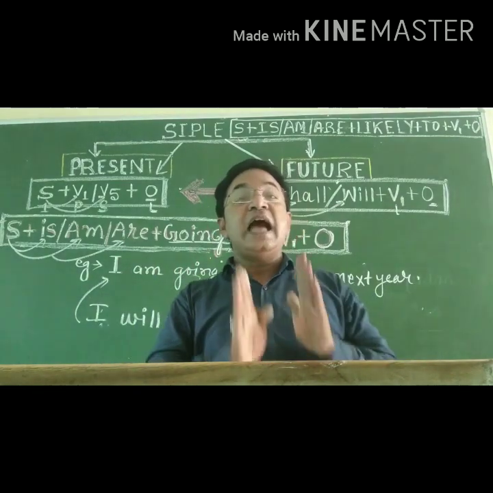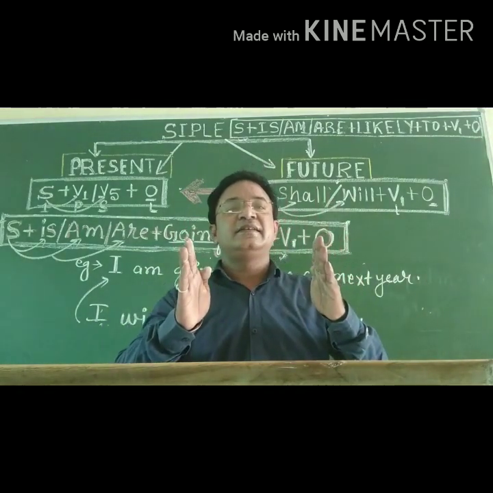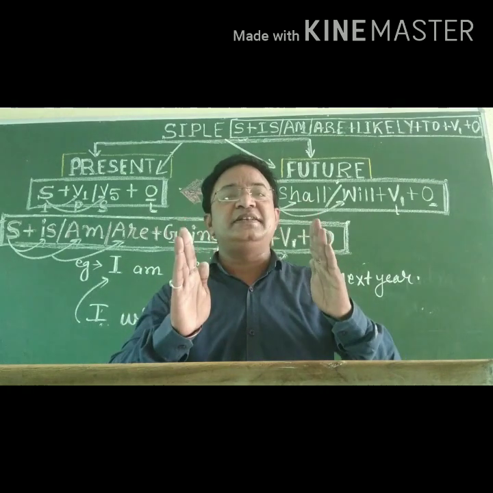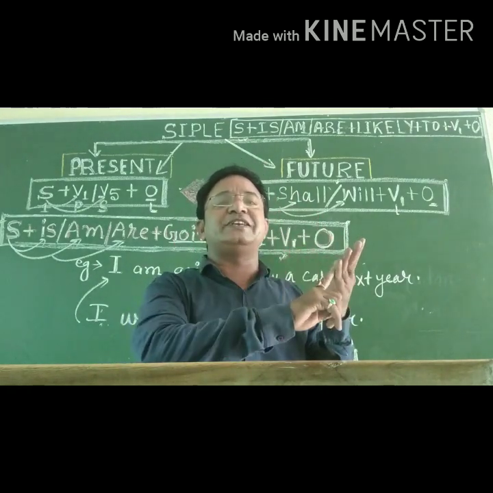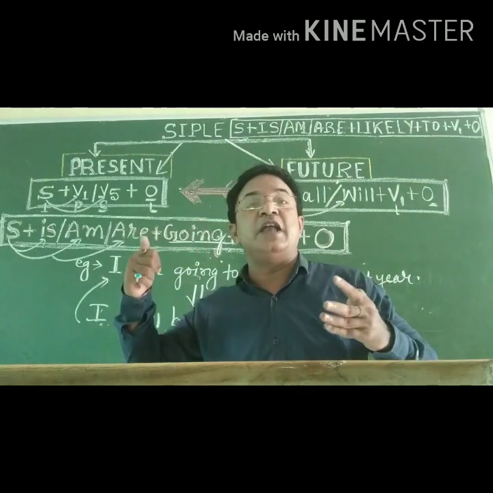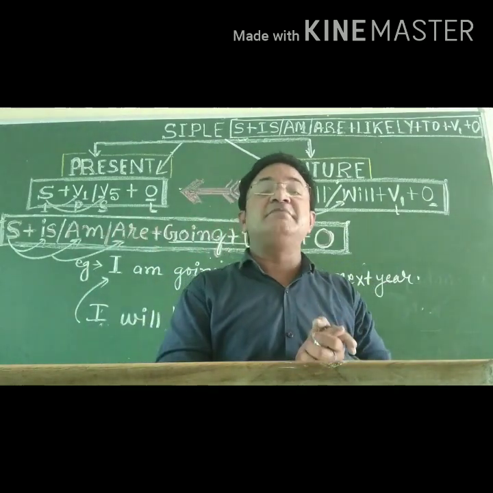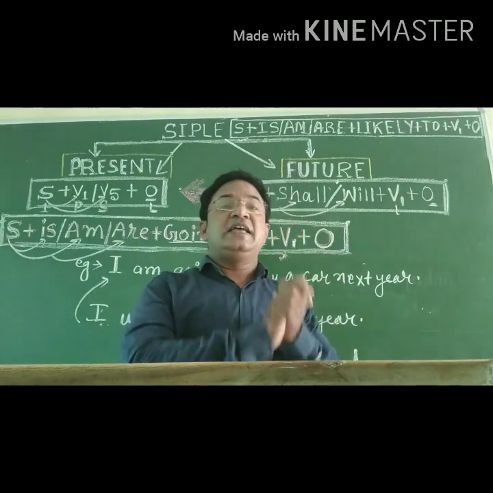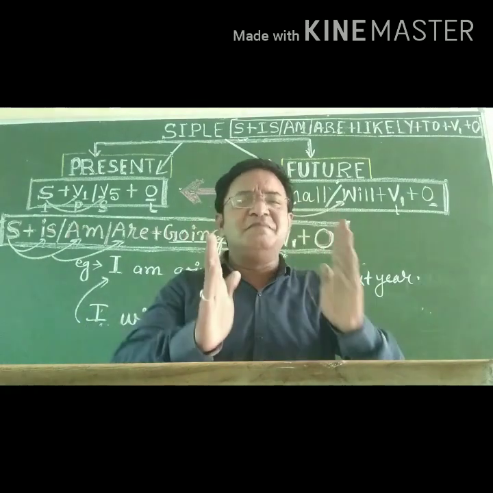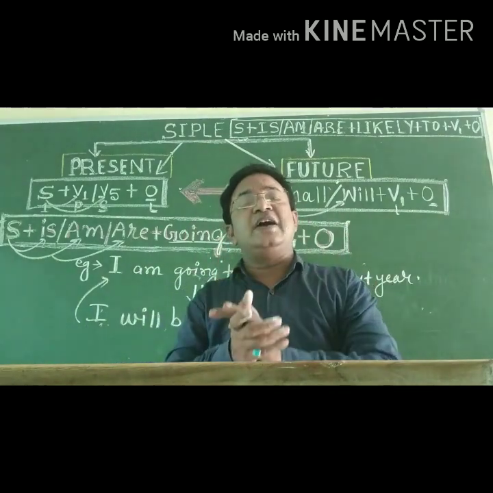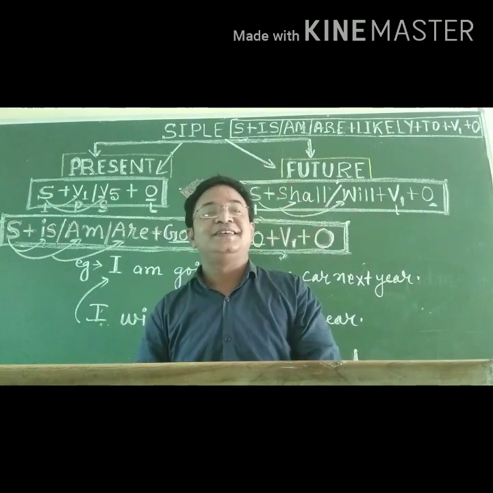Okay? And when our schedule has been designed and the time is certain, in place of subject plus shall/will plus V1 plus object, you have to write what? The formula of simple present tense. For example, "The PM will come to Patna tomorrow." At that place, it is very much appropriate to write "The PM comes to Patna tomorrow."